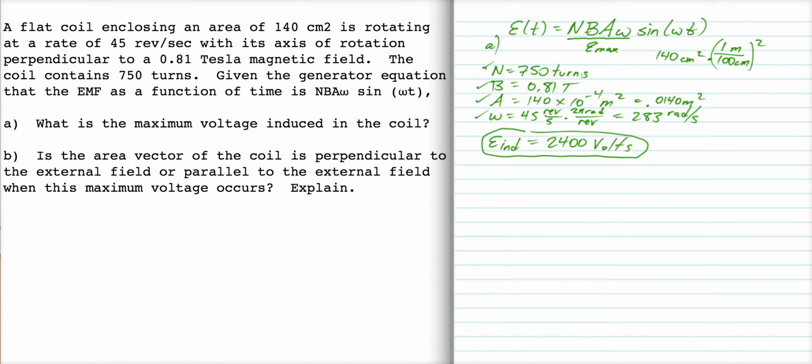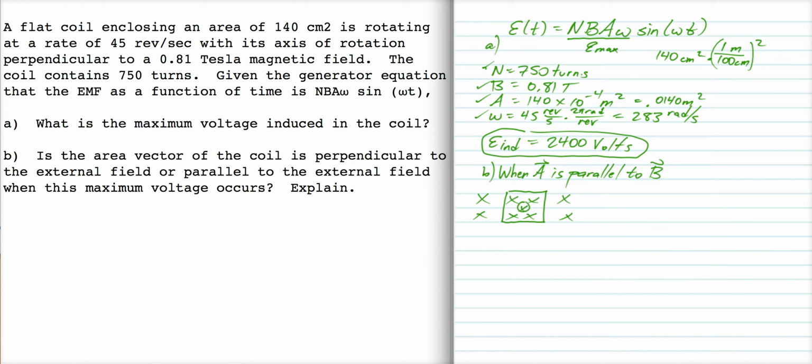And part B: is the area vector perpendicular to the external field or parallel to the external field when this maximum voltage occurs? Well, let's think about that. So when the area vector is parallel to the magnetic field, that would be an example like this, where the loop is in the plane of the page, and the magnetic field lines pierce the loop, and the area vector is also in the plane of the page.